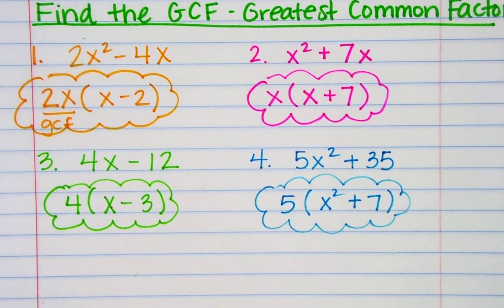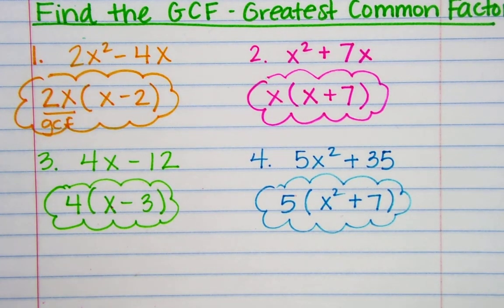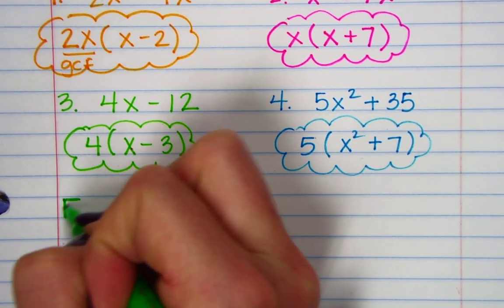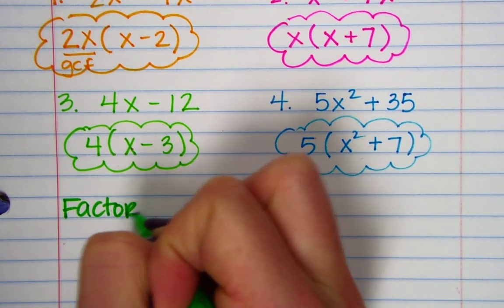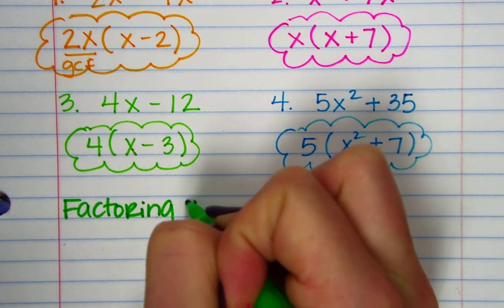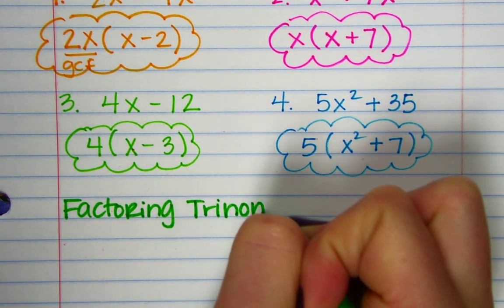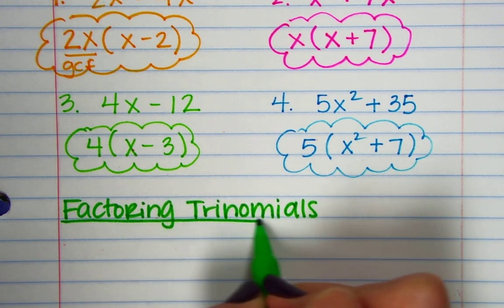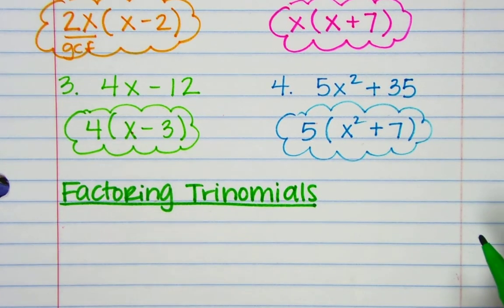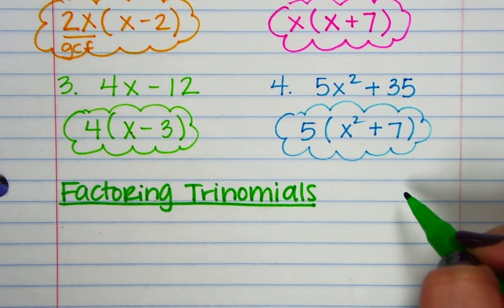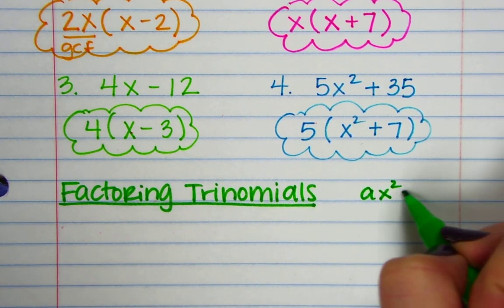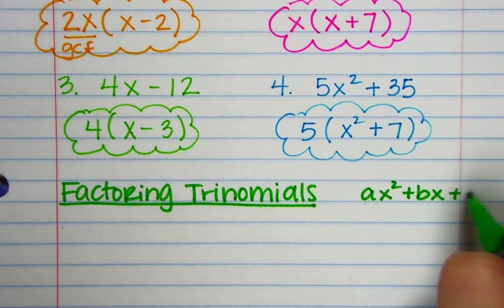But this is one of the steps in factoring trinomials, which is what we're going to do now. Okay? Factoring trinomials. Okay. And a trinomial has how many terms? 3, right? And that's ax squared plus bx plus c.